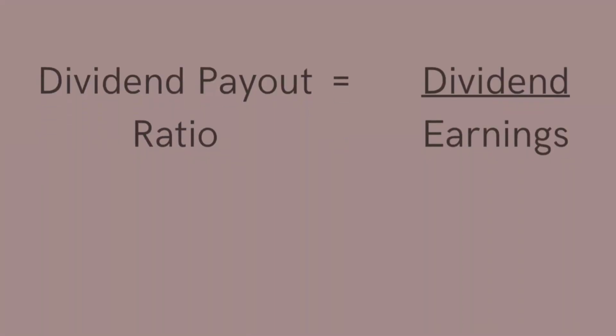When you're looking at these companies, there are other things you need to take into account too. Companies often target a dividend payout ratio. Maybe they want to pay 30% of their earnings as dividends. That's where you get the dividend payout ratio: it's the dividend divided by earnings.